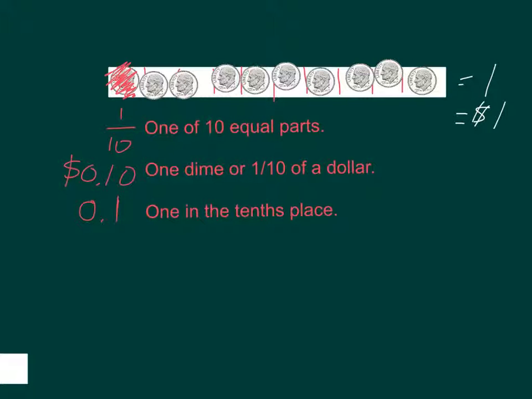So here's 3 different ways to think about this number. We have 1 of 10 equal parts, right here, 1 out of 10 equal parts, or 1 dime, or 1/10 of a dollar, 1 dime, or 1 in the tenths place. And remember, in our last video, we talked about this being the tenths place. That's what we call it.